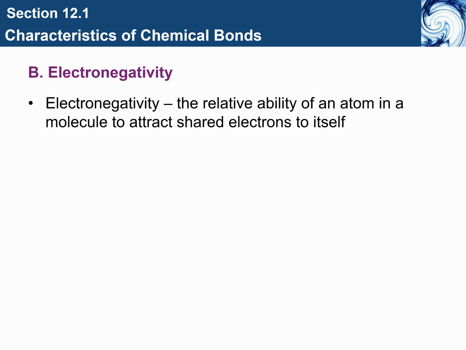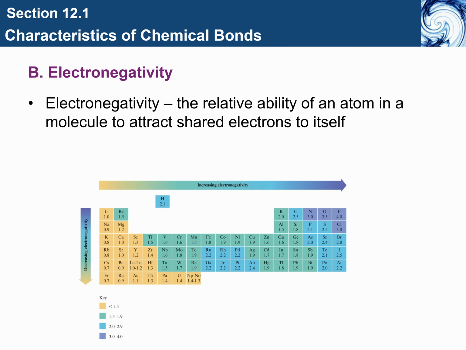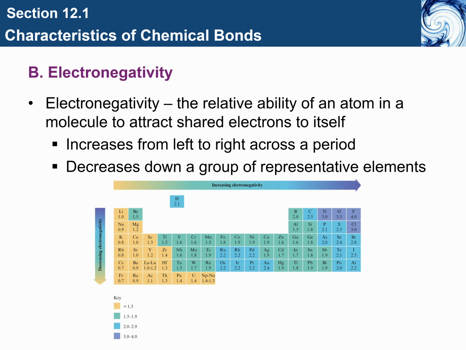Electronegativity. Electronegativity is the relative ability of an atom in a molecule to attract shared electrons to itself. In general, electronegativity increases from left to right across a period and decreases down a group of representative elements. The periodic table image is there to remind you of the electronegativity trends. One of the most important takeaways is that the atoms near the upper right of the periodic table, especially fluorine, attract shared electrons strongly.